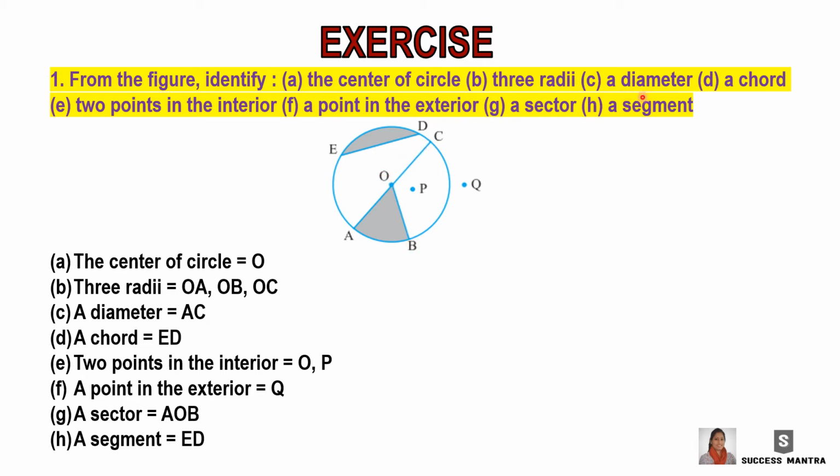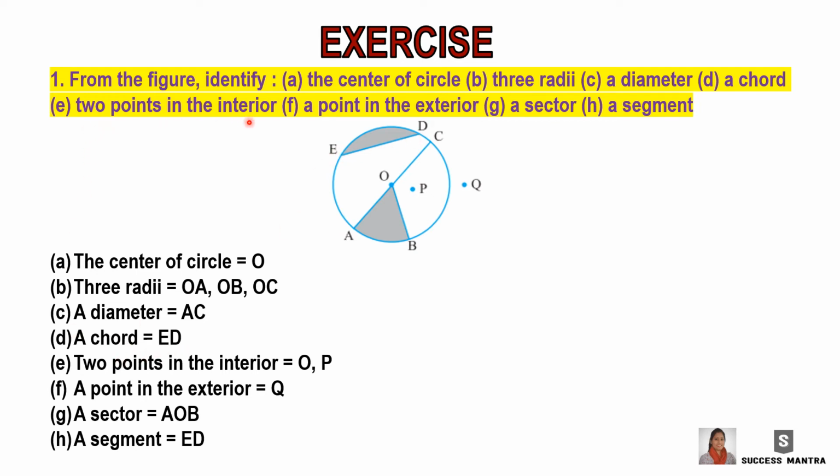Third question is to find the diameter. Diameter is the chord with maximum length and it passes through the center of the circle. So here it is very clear the diameter is AC. Fourth, a chord. A chord is a line segment that is drawn between any 2 points on the boundary of the circle. So the chord here is ED. AC is also a chord. Here there is one more chord ED. So we will write ED.